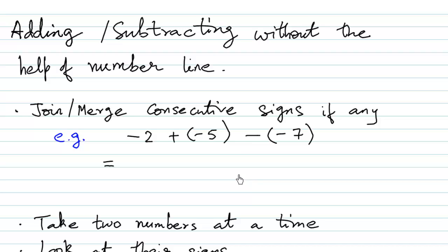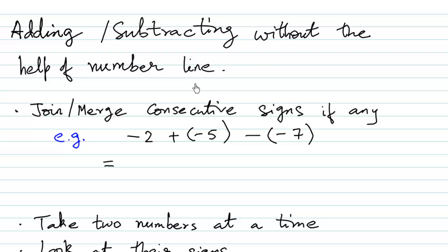See, number lines are useful to add or subtract integers, but only when the numbers are very small. But what if the numbers are too big to be accommodated on the number line? So now in this video, we're going to see how to add or subtract two or more integers without the help of a number line.